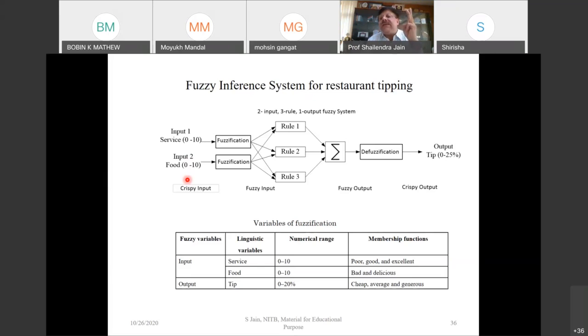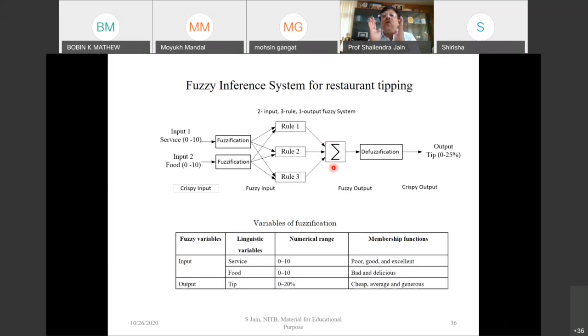So 27 rules will be there. If there are 3 inputs with 7 membership functions, then 7 into 7 into 7, that is more than around 250 rules. That is the real complexity. So every rule will give you one output. So n number of rules will give n outputs, then you have to aggregate these.